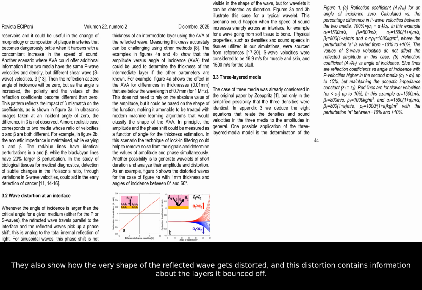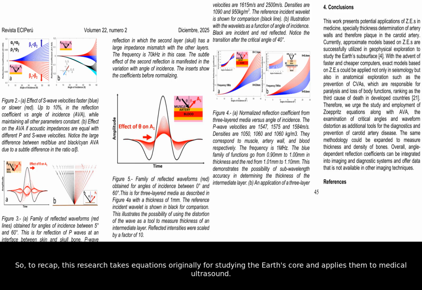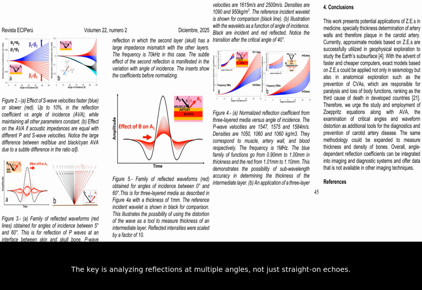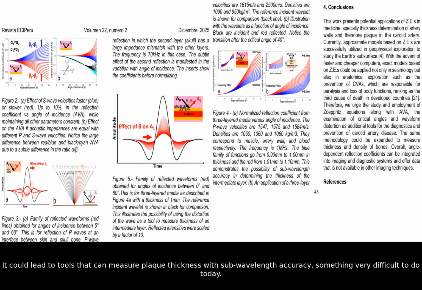layers it bounced off. So, to recap, this research takes equations originally for studying the Earth's core and applies them to medical ultrasound. The key is analyzing reflections at multiple angles, not just straight-on echoes. This allows for a much richer understanding of tissues, like the difference between soft and hard arterial plaque. It could lead to tools that can measure plaque thickness with sub-wavelength accuracy, something very difficult to do today.